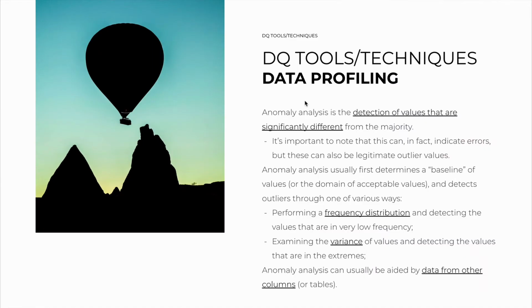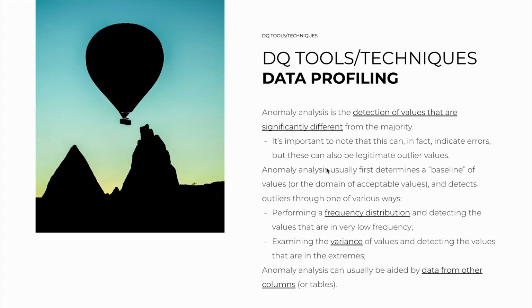Then we have anomaly analysis, and this is the detection of values that are significantly different from the majority of the values in that data source. It's important to note right away that this can in fact indicate an error, and in many cases, that's precisely what happens. But the outliers can also be legitimate, and they may have a reason for being different. For example, if you have an aggregate of sales numbers by month, and you have a spike in both November and December, those may be real numbers motivated by Black Friday or holiday purchases, and not errors in the aggregations.